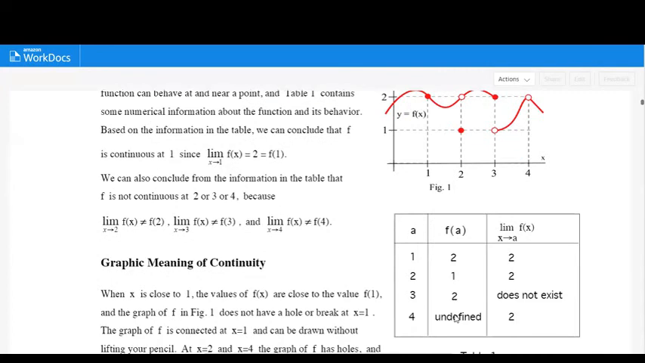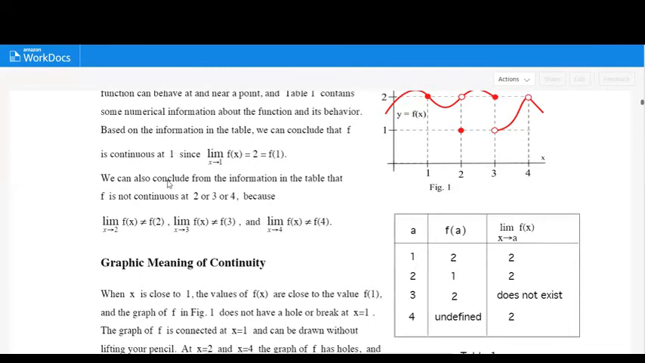So dito siya. Okay? Based on the information in the table, we can conclude that f is continuous at 1 since the limit of the function as x approaches 1 is equal to 2 is equal to f of 1. So dito sa table natin, equal yung value ni f of a at saka ni limit of the function as x approaches a. So equal yan. Okay, so we can say that the function is continuous at 1.